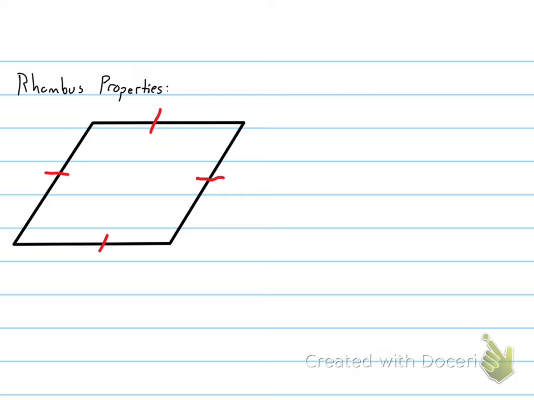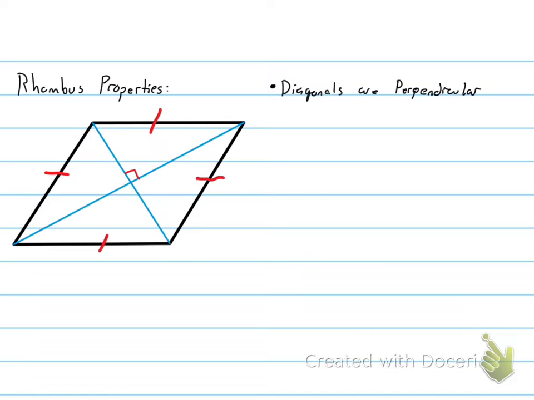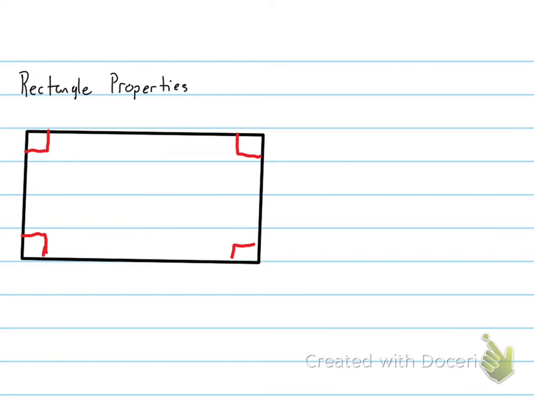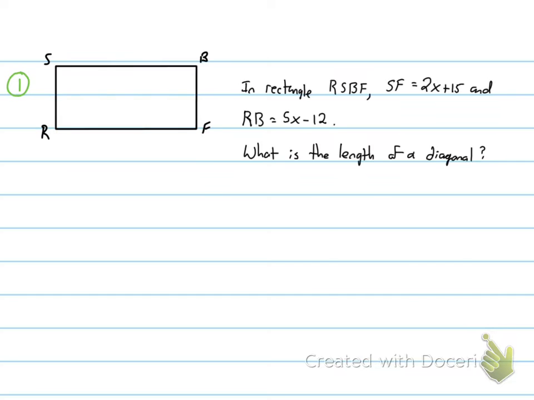Some other rhombus properties is that the diagonals are perpendicular to one another, and also diagonals bisect opposite angles, so they cut those angles in half. Other rectangle properties, the diagonals are congruent, so they're not perpendicular, they're just equal in length. And let's look at an example problem here.